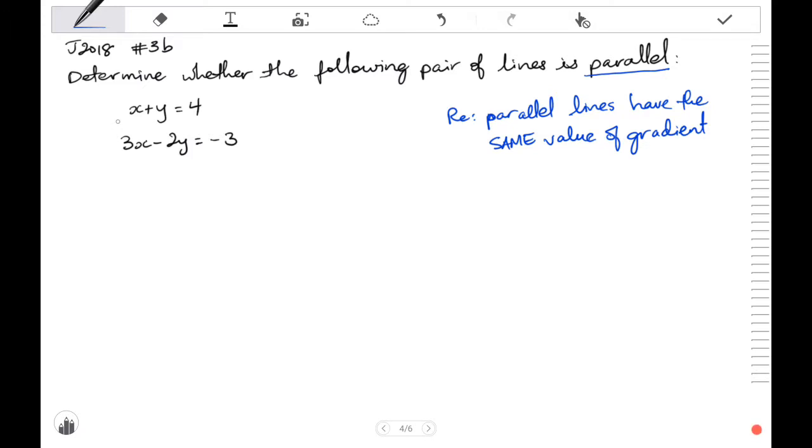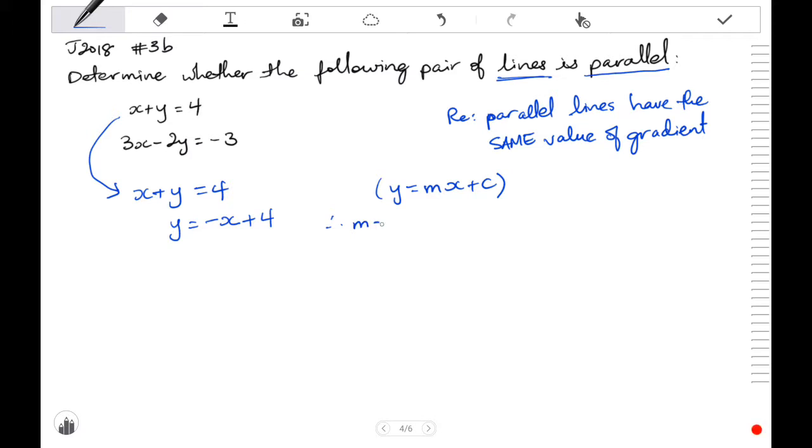So let's look at the first line. I need to find the gradient of that line. What do I need to do? x plus y equals 4. Remember, we can find the gradient from the equation of a line by rearranging it in a certain form. We always remember y equals mx plus c for a straight line. So rearranging that, I get y equals minus x plus 4. So what is the gradient? The coefficient of x, which is minus 1.